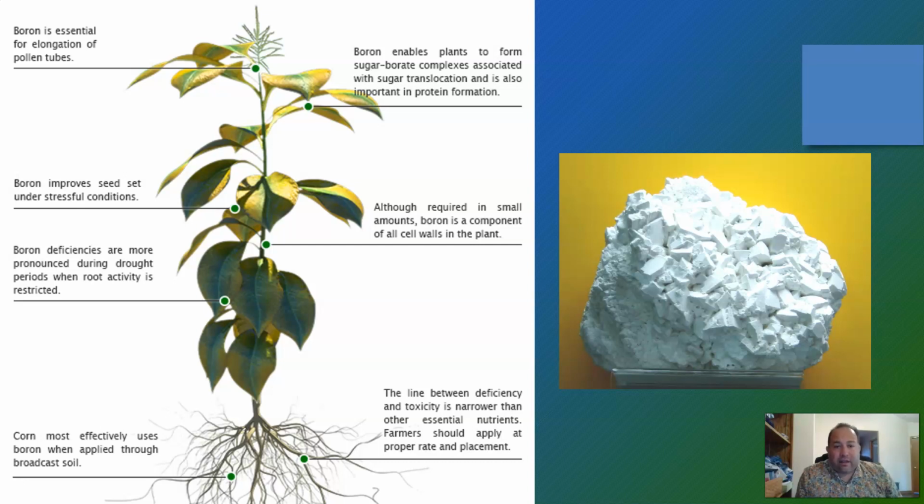It's essential for the elongation of pollen tubes. It enables plants to form sugar borate complexes, which will help the sugar move through the system. Even though it's required in small amounts, it helps with the cell walls and providing structural support. And then, like we mentioned before, the line between deficiency and toxicity is really narrow. So you really have to make sure to check your plants. If you have that boron deficiency, you need to address it right away before it becomes a toxicity.